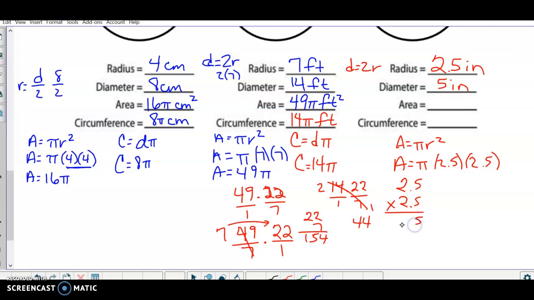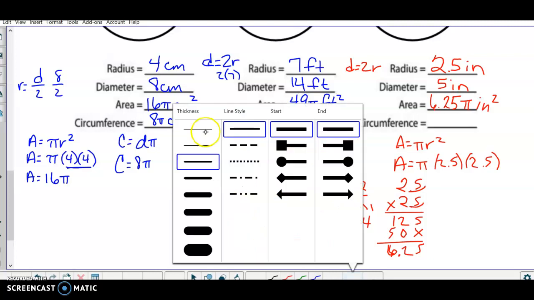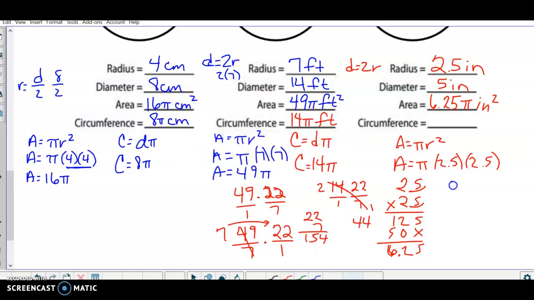So when we multiply that, 25, this becomes 12. Don't forget your placeholder, 10 and 5. 625. So we get 6.25 times pi inches squared. And if we wanted to know what that equaled, we would do 6.25 times 3.14. And then we also need to do circumference.